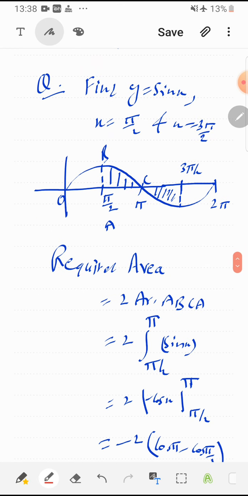Next is find the area under y is equal to sin x from x is equal to pi by 2 to x is equal to 3 pi by 2. So the graph is very simple but very important. Draw the graph of sin x from pi by 2 to 3 pi by 2, we are shading.